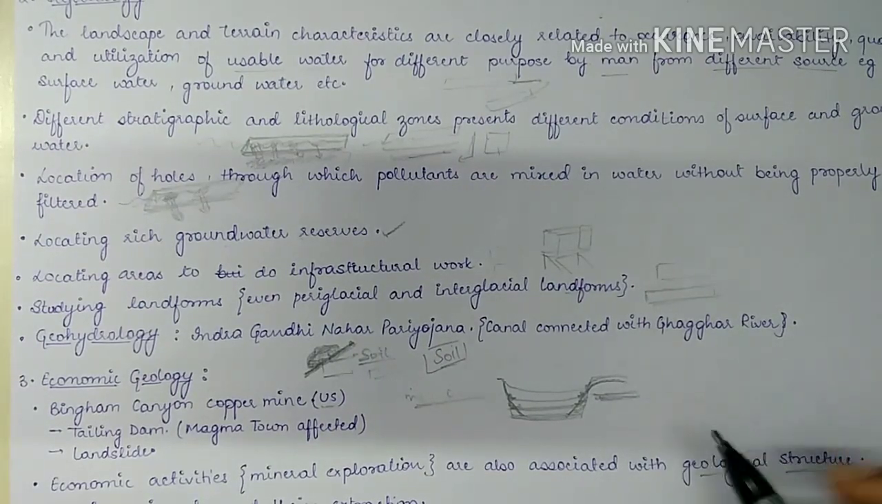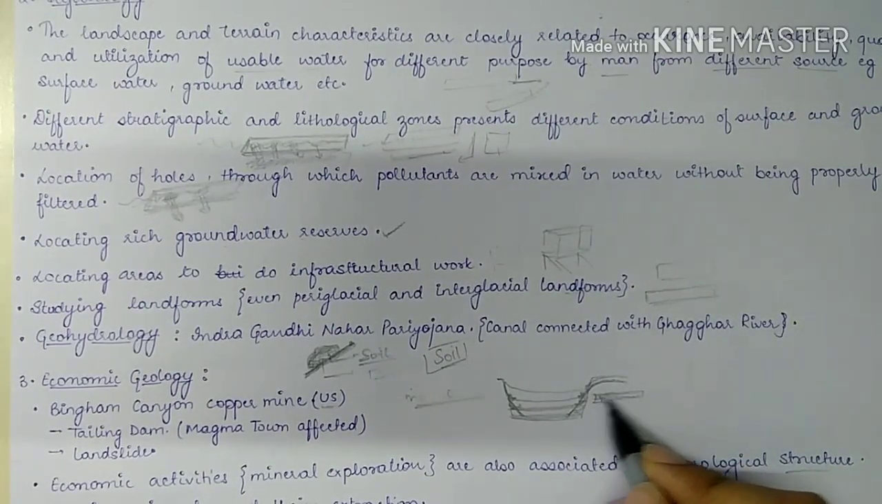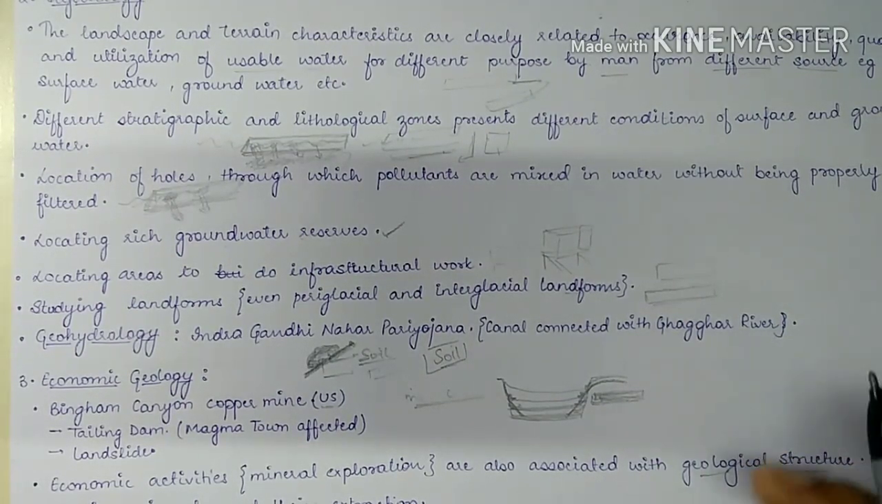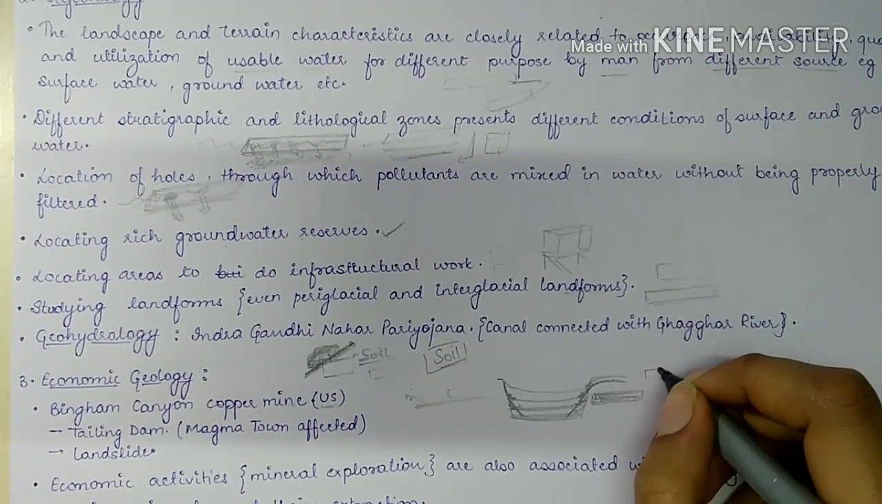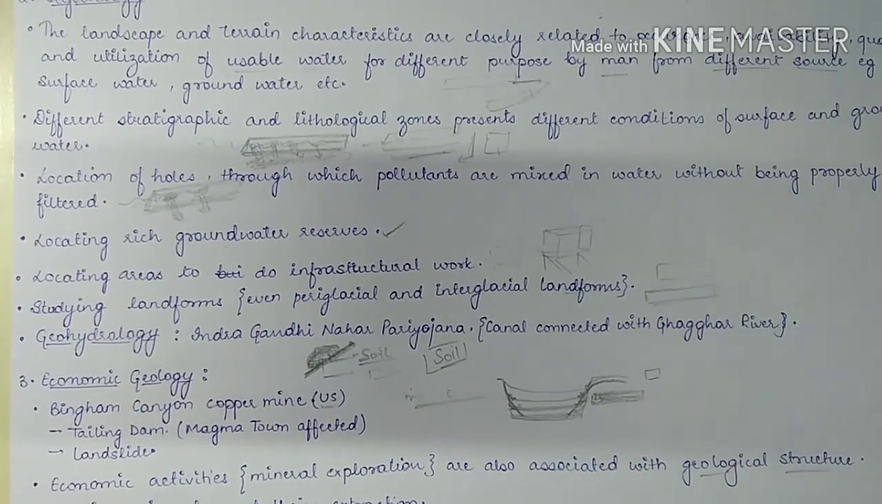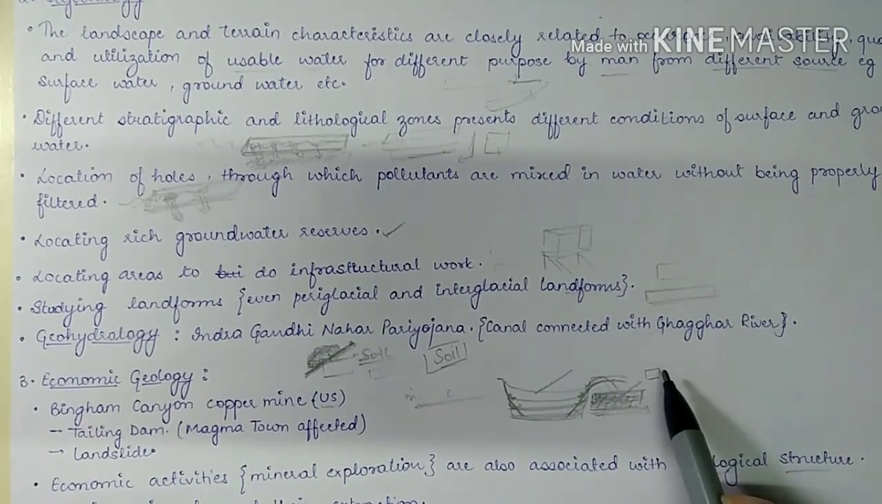Now the problem is, whenever an earthquake of good intensity occurs, not very low, a moderate intensity earthquake, then this area will be affected by these tailing dams, and this area will be destroyed. So this is how these economic activities have deteriorated the environment of both the areas.